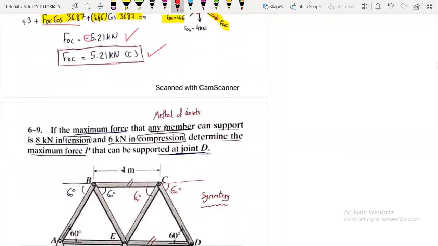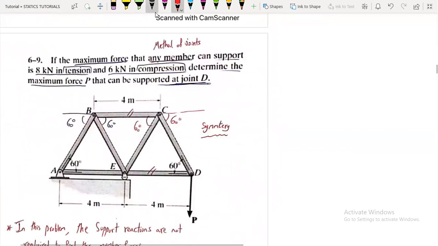Now moving on to the next problem here, it's given that the maximum force that any member can support is 8 kilonewtons in tension and 6 kilonewtons in compression. So here it's given the allowable limits for the forces. If we get a higher value than these limits, failure will occur, or if we exceed these limits. So we will make sure that any member force, whether it's a tension force, will not exceed 8 kilonewtons, and if it's a compression force, it should not exceed 6 kilonewtons.